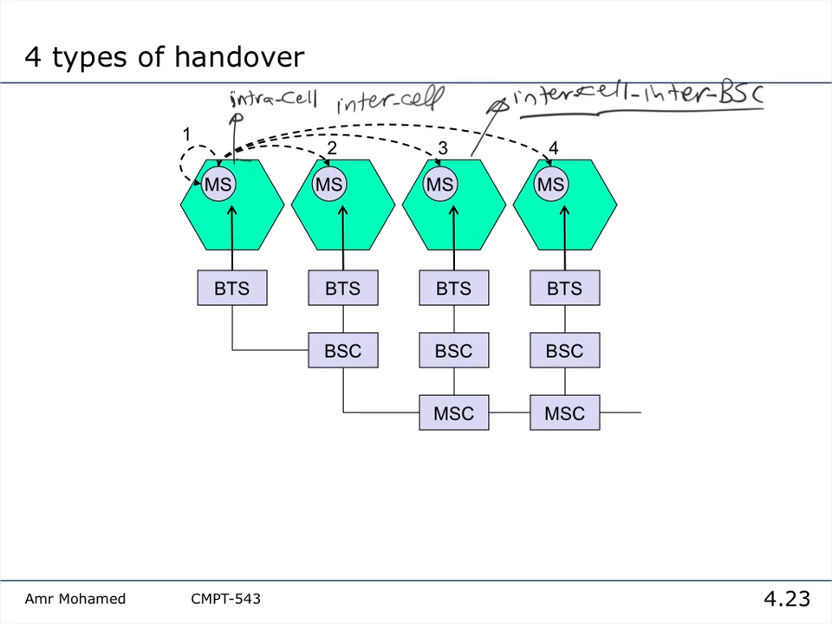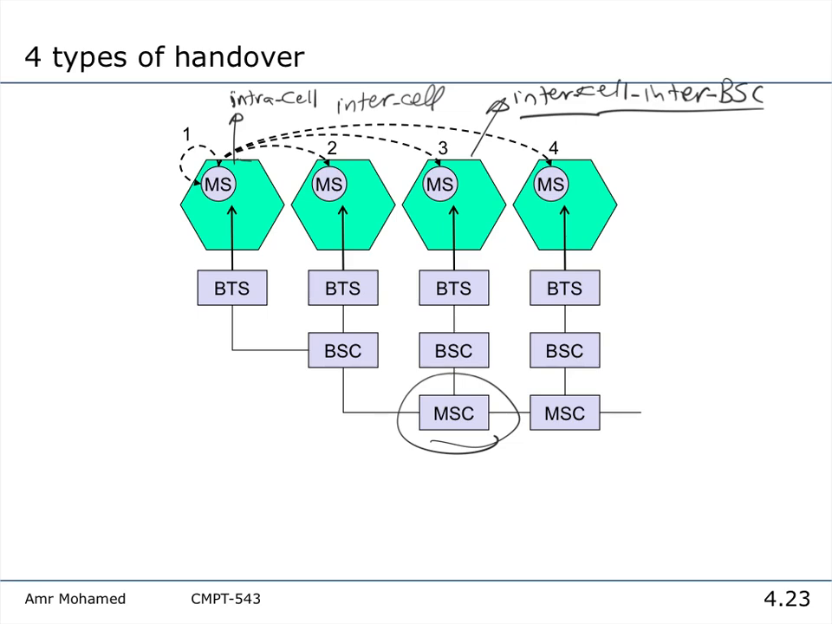Inter-BSC handover. When we move from one base station to another, such that one base station belongs to one base station controller and the other belongs to another base station controller. So in that case, we have to engage the MSC. Okay?